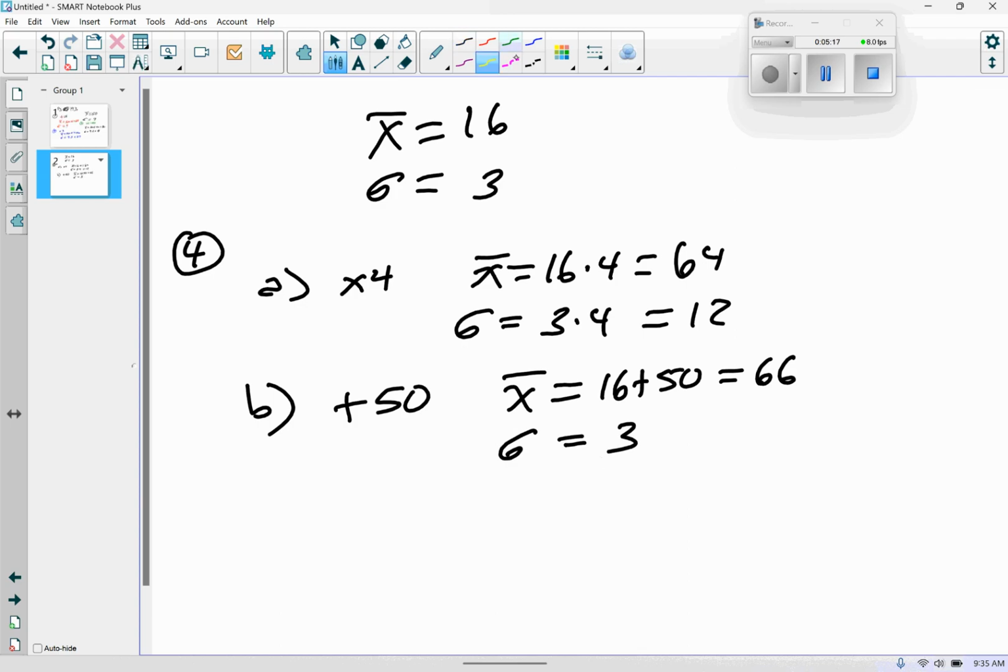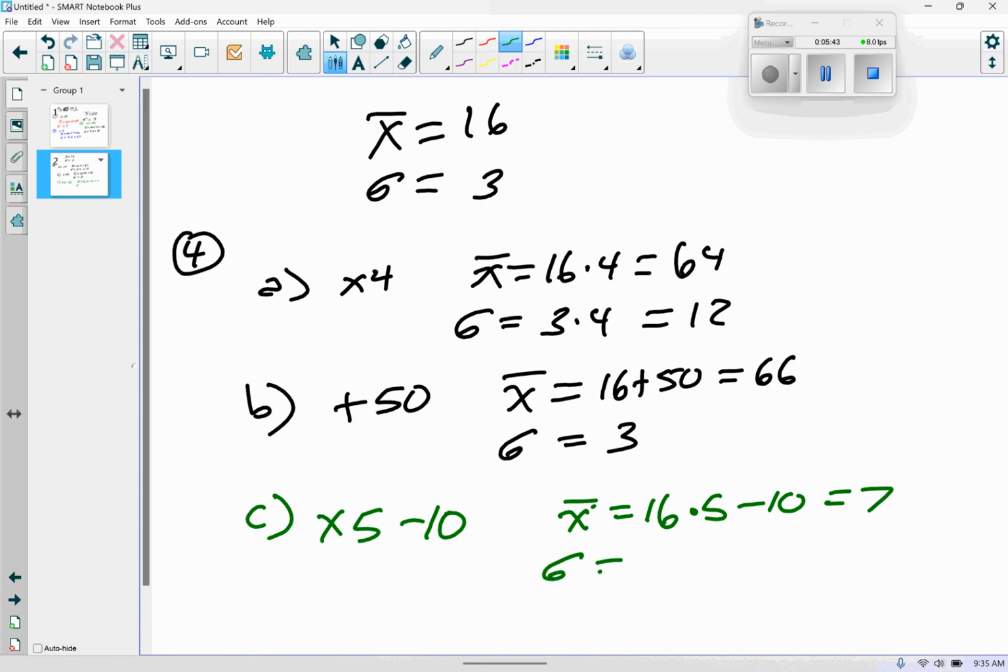And then C, if we multiply each score by 5 and then subtract 10, my mean is going to be 16 times 5 minus 10. I got a calculator here. Good thing. 16 times 5 minus 10 is 70. And then the standard deviation, you only do the multiplication to the standard deviation. So that's 15.